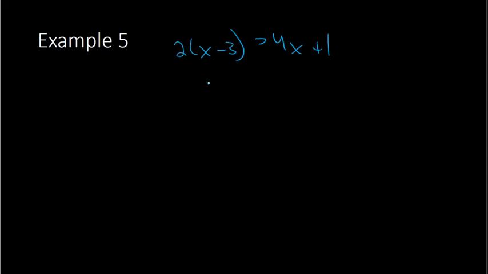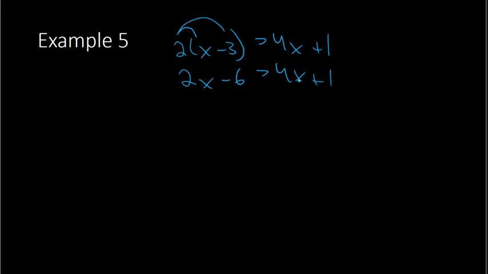One more example. Example 5. Here we have 2 times x minus 3 is greater than 4x plus 1. To begin, I want to distribute, so 2 times x and 2 times negative 3 to get 2x minus 6.